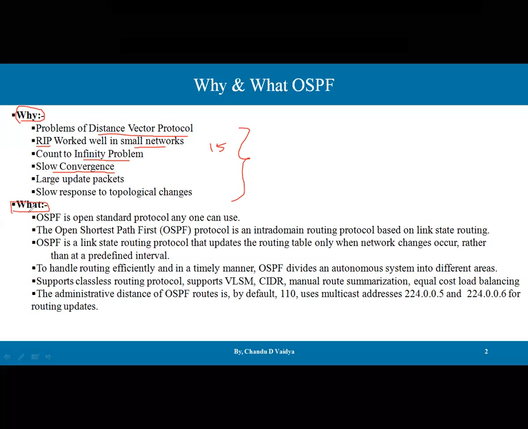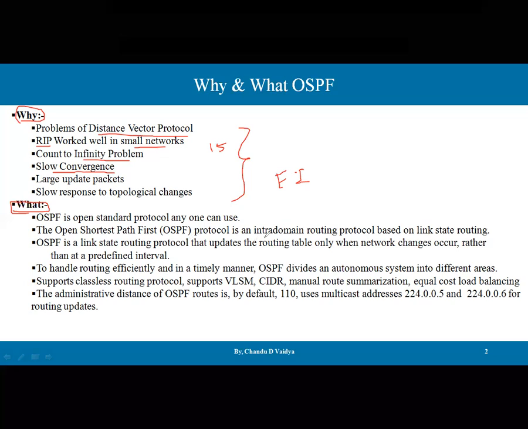Then let's discuss what we mean by the OSPF protocol. OSPF is an open standard protocol that anyone can use, unlike EIGRP, which is a Cisco proprietary routing protocol. Here OSPF is open source. Anyone can use it for any network, no matter what kind of service provider or organization it is. It is available to all as an open standard.